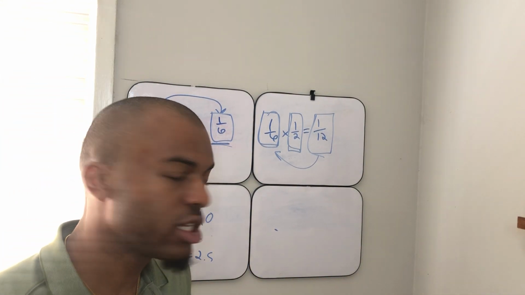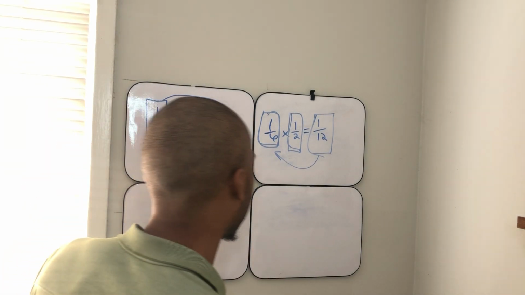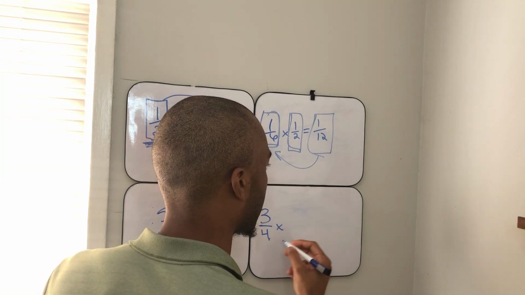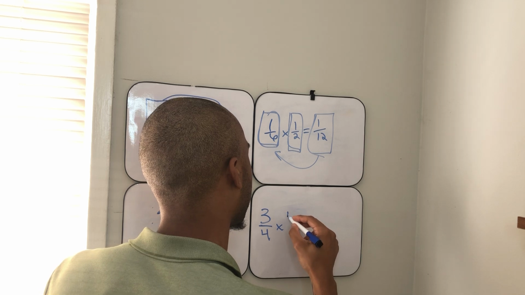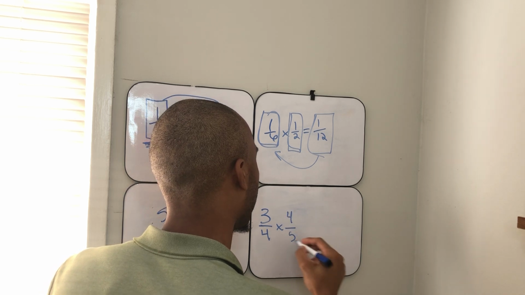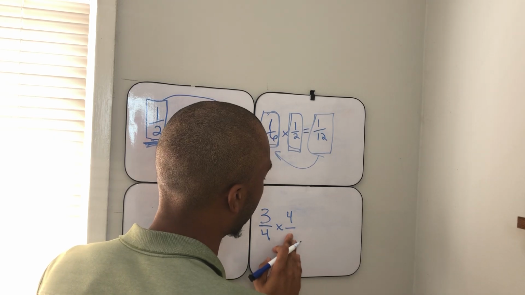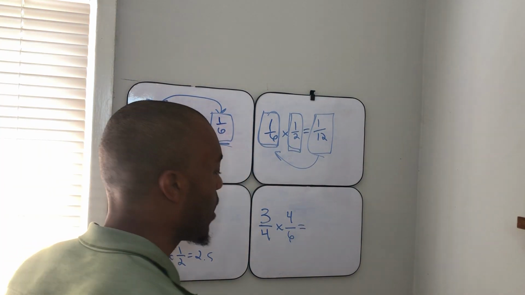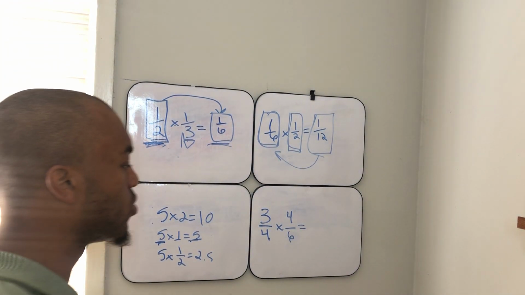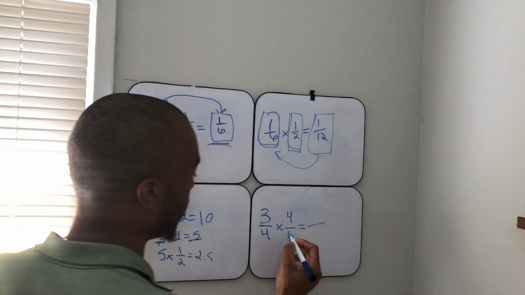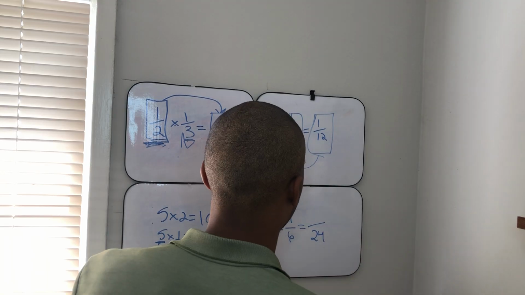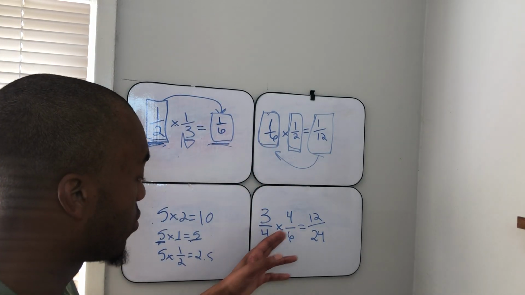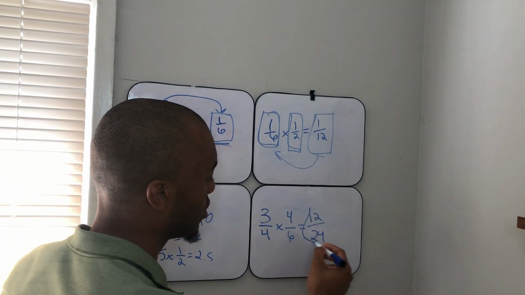But, so let's do one more example. Let's do something like 3 over 4 times, what's another good example? Let's do 4 over 6. So again, the computation is the same. When you're multiplying fractions, you multiply the numbers on the bottom. 4 times 6 is 24. And 3 times 4 is 12. So 3/4 times 4 over 6 is 12 over 24.